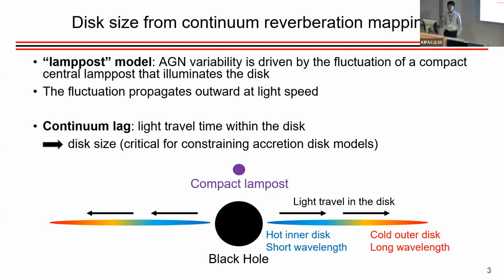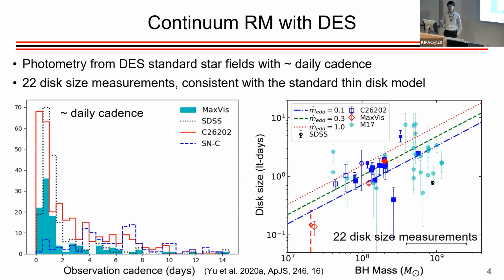And this fluctuation from the center then propagates outward at the speed of light to drive the fluctuation at larger radii. According to this lamppost model, there will be a time delay between the variation at different wavelengths of the continuum due to the large travel time from the hot inner disk to the cold outer disk. And therefore, by measuring this continuum time lag, we can get the size of the accretion disk, which is a critical parameter for constraining the accretion disk models.